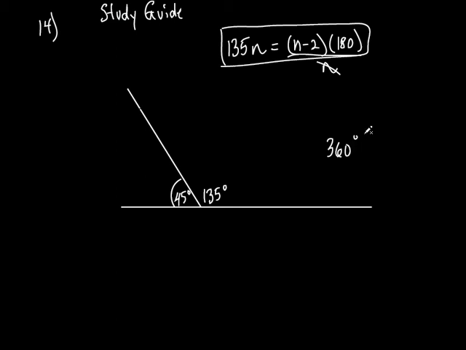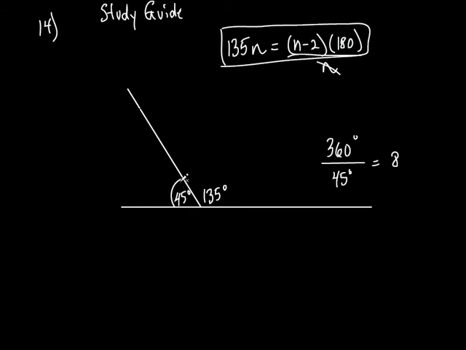So if they all add up to 360, what can I do to find out how many angles I actually have? Divide 360 by what? By 45. Remember, all these angles add up to 360. If I divide the sum of the angles, 360, by one of the angles, which is 45, that's going to tell me how many angles I actually have. Does that make sense? And then that's nice and easy. I think it's 8. Is that right? Yep, that's 8.